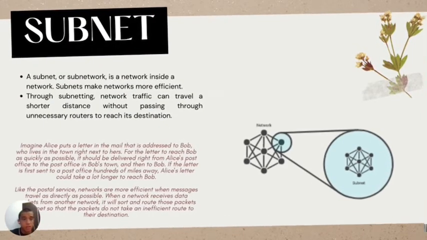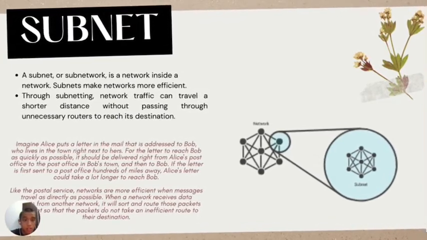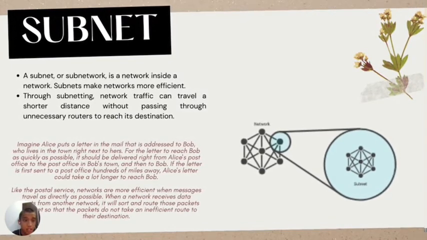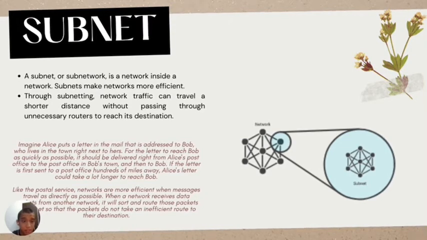Subnet. A subnet or subnetwork is a network inside a network. Subnets make networks more efficient. Through subnetting, network traffic can travel a shorter distance without passing through unnecessary routers to reach its destination. So, kalau shorter distance, dia akan mempunyai shorter time untuk maklumat tu sampai. Traffic tu sampai. So, ambil contoh.